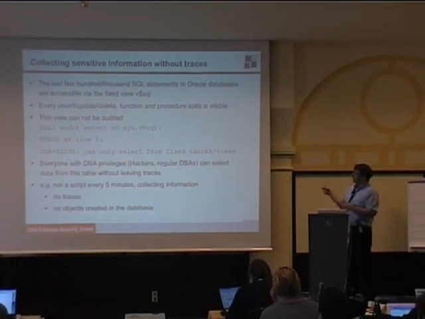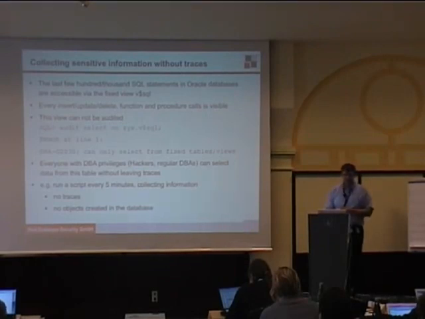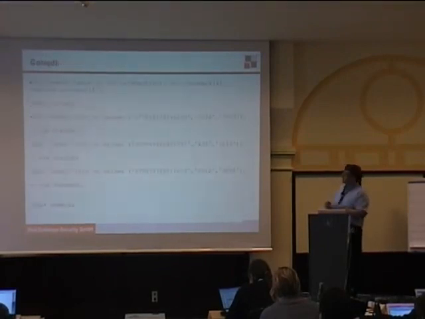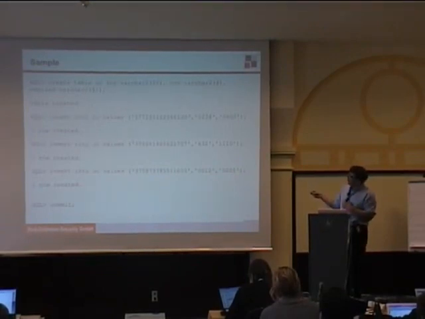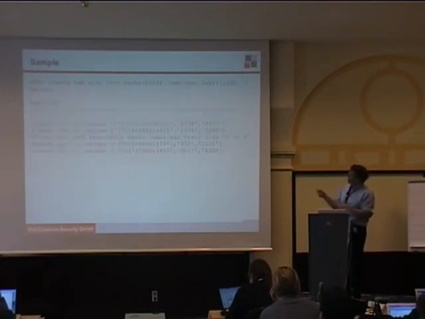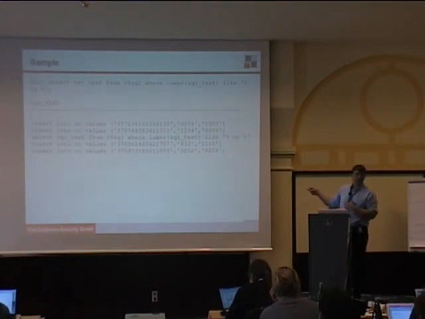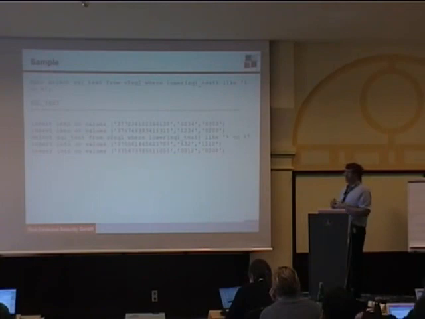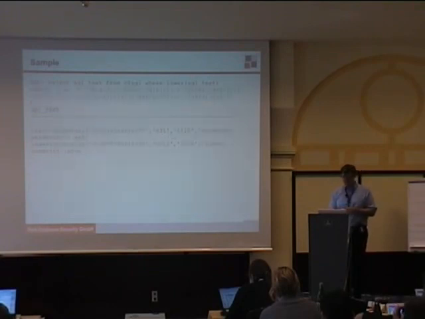Right. And this means everyone with DBA privileges can select data from this table, from this view. Here I have a small example, credit card table, and here we insert our data unencrypted. And with one select statement, we get all our insert statements. And this is also true for all kinds of sensitive information. And the DBA can run a script every 2 or 3 minutes, and then over the day he can retrieve hundreds or thousands, depending on the traffic, of credit card information.